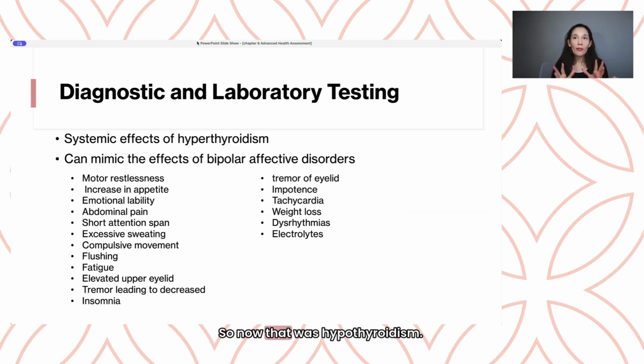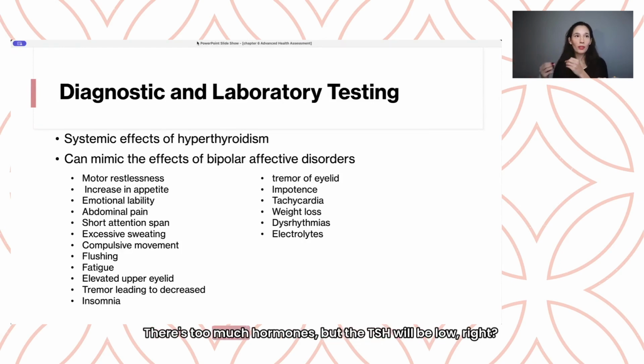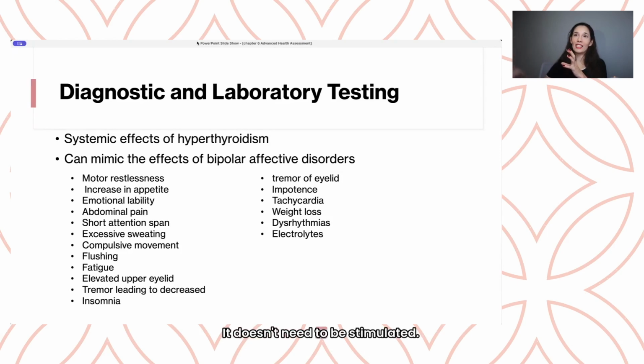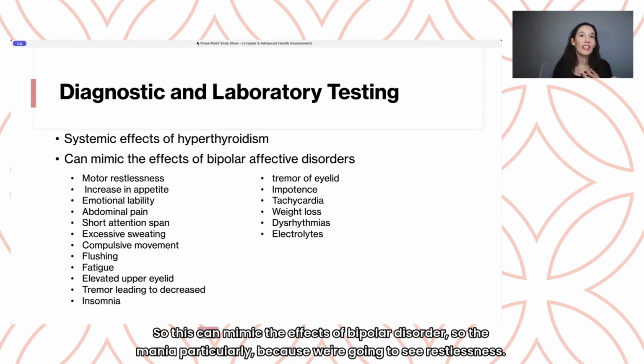So now that was hypothyroidism. Now we're going to talk hyperthyroidism. So the thyroid is working too much. There's too much hormone, but the TSH will be low, right? Because when there's too many hormones, we don't need the thyroid stimulating hormone. It doesn't need to be stimulated. It's already overstimulated, right? So this can mimic the effects of bipolar disorder.